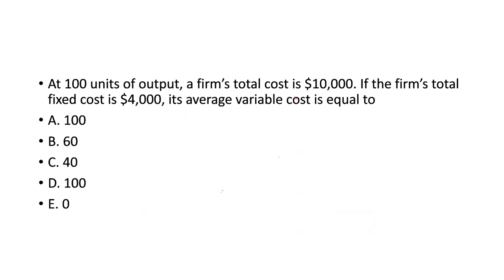Okay. All right. Give you a minute on this. At 100 units of output, a firm's total cost is 10,000. If the firm's total fixed cost is 4,000, its average variable cost is equal to?